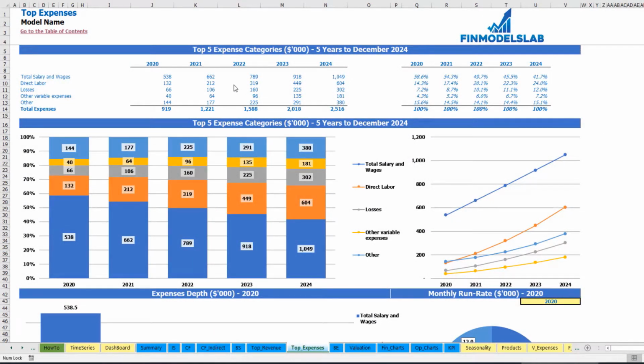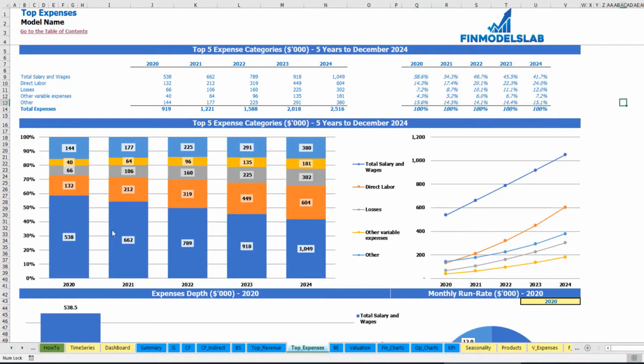On the top expenses tab, you may find the breakdown of the top 4 expense categories and all other expenses collapsed into an other category. You may see the breakdown of absolute values by years with a total below, and also to the right you may see the percentage breakdown of these expenses.